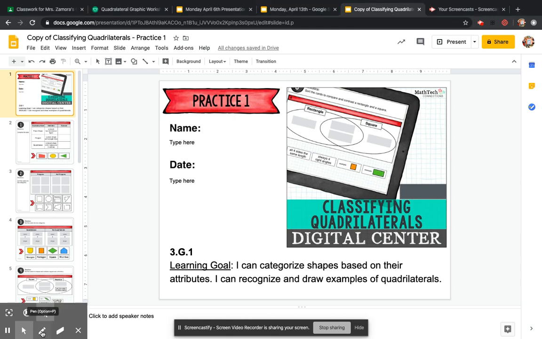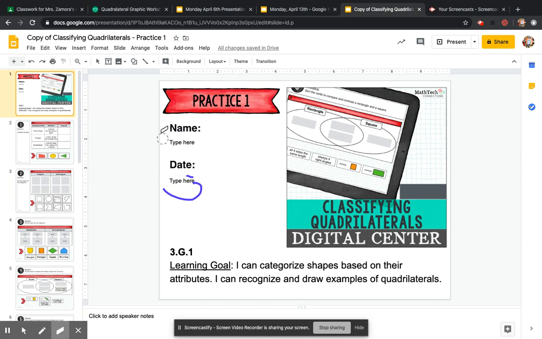All right, you guys, we are going to learn a little bit more about geometry today. We started it before we went to online learning, and I just want to make sure that we have a good understanding of it. So first thing, you're going to want to put your name here and the date here, and then you will be ready to move on.